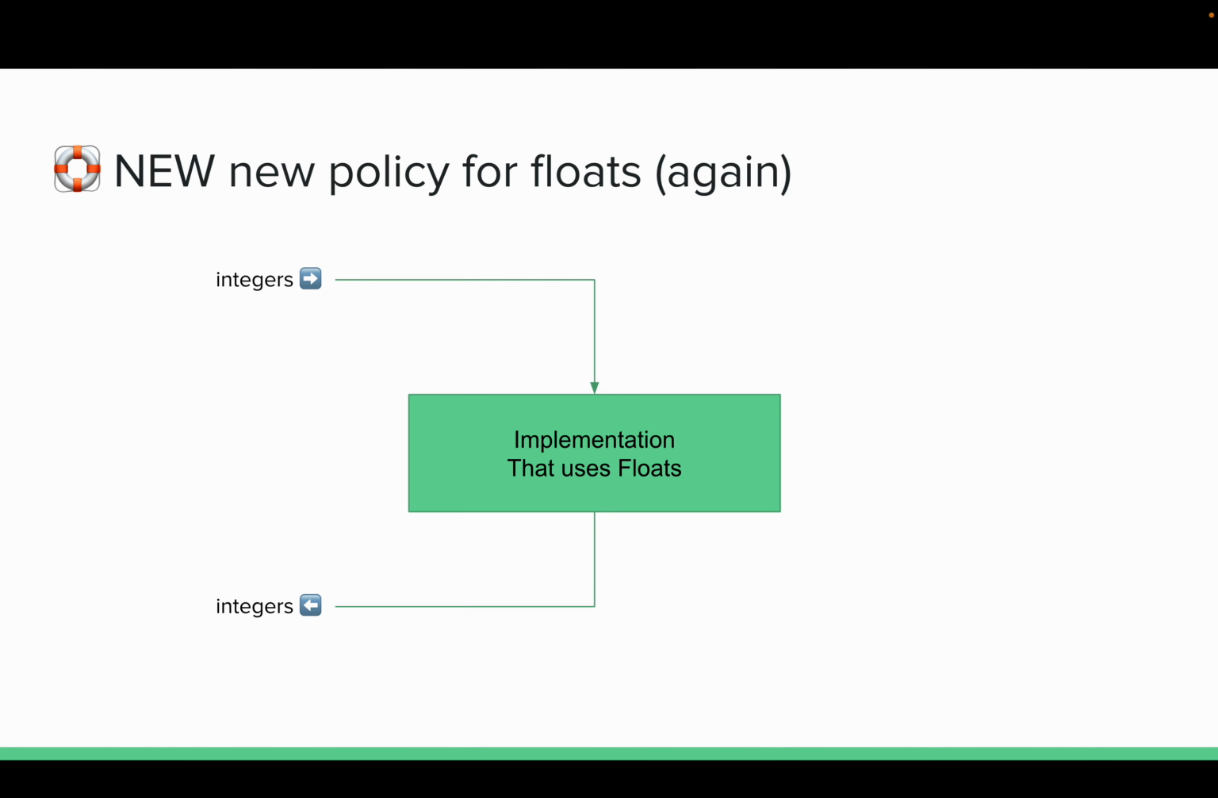So again, new policy. So integers come in. Your implementation can use floats to calculate what it needs to calculate, and then needs to make sure that it can spit out integers. So integers go in, integers go out.